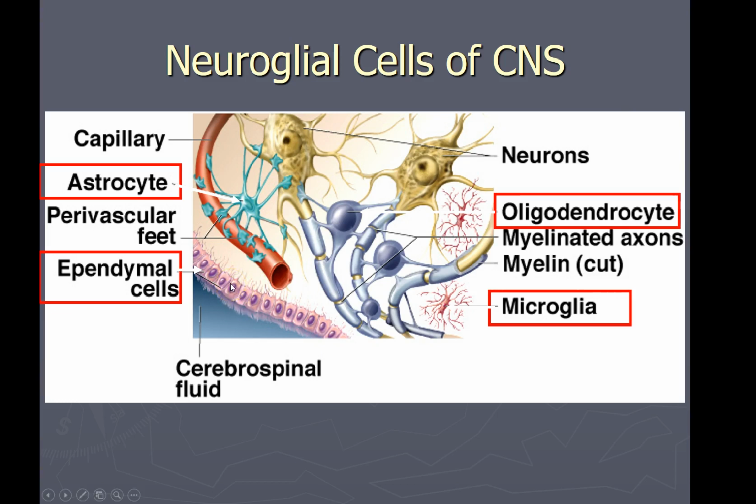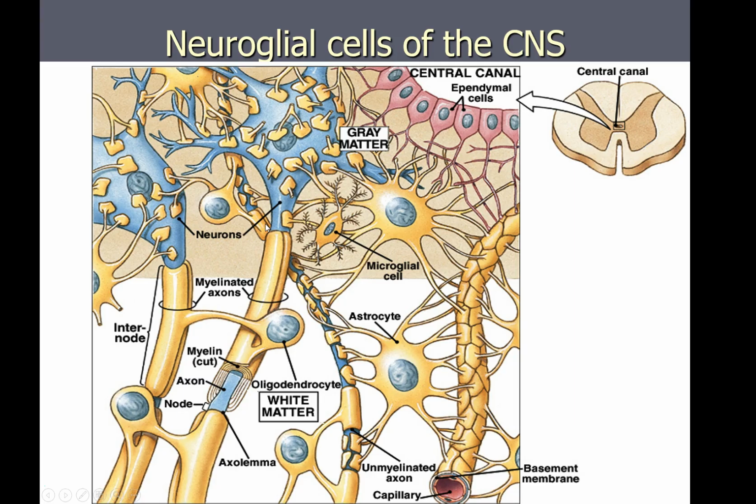Here's the ependymal cells. They produce the cerebrospinal fluid into some sort of cavity, and then they have these little cilia that move the cerebrospinal fluid one direction or the other. And then this is a microglial cell that's going through phagocytizing and destroying things that don't belong.